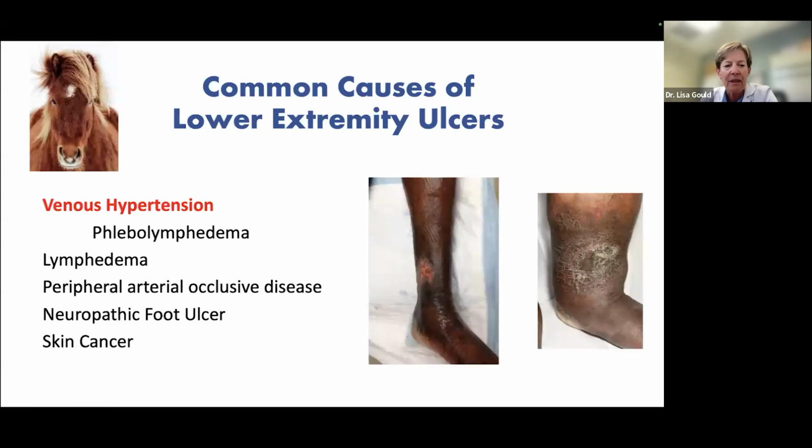All right. Well, so we're going to talk about different kinds of wounds, but one of the points of this presentation is that when you hear hoofbeats, think of horses, not of zebras. And the most common lower extremity ulcer in the outpatient setting is a venous ulcer caused by venous hypertension. And so you'll see on the right, two different pictures. One is of a very, very typical venous ulcer. And then further to the right is what I would term phlebolymphedema.